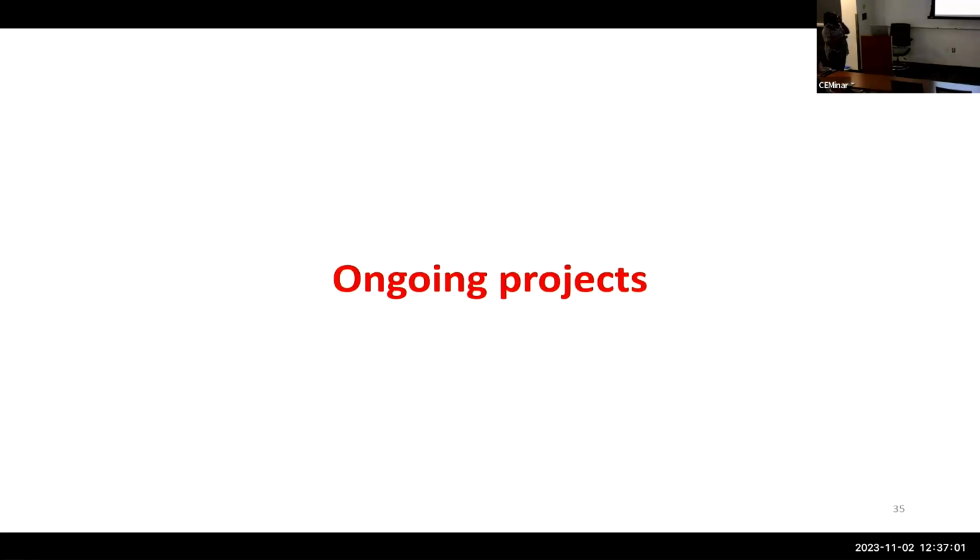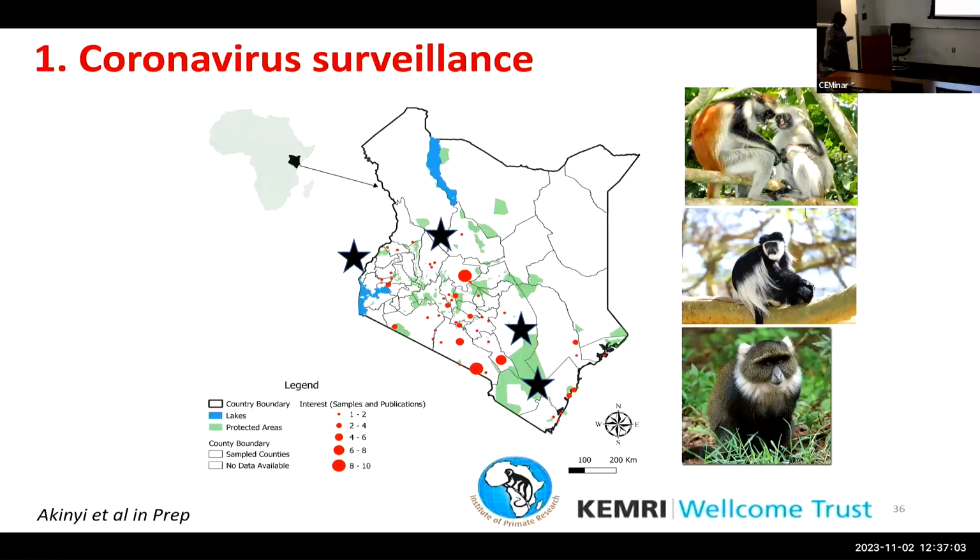And so I'll just bounce through the remainder of the talk and talk about some of the things that we are now doing and some of the main focus of my work, which is a lot of it now is zoonotic surveillance. And during COVID, I got a grant that allowed us to look at coronaviruses in understudied primate populations. These are colobus monkeys. This one is the red colobus, which is critically endangered.